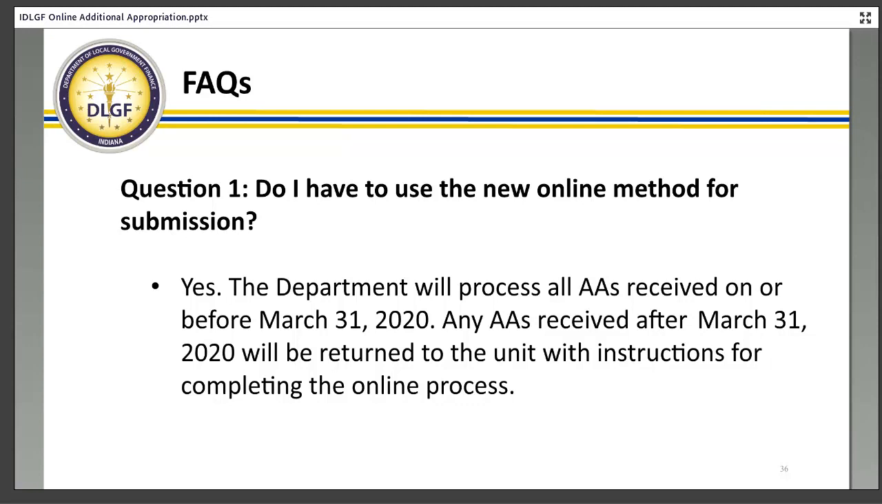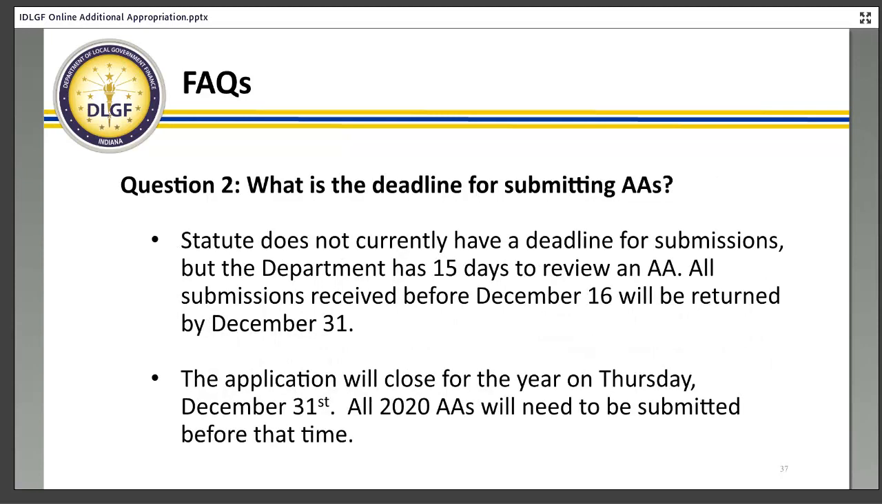The department will continue to process any and all additional appropriations that are submitted on or before March 31st. Any additional appropriations that are received by the department after March 31st will be returned to the unit with instructions on how to complete this online process. I do want to point out that it says received before March 31st. So if a unit were to complete an additional appropriation in February and then submit that to the department on April 2nd, we would return that because of when it was received, not when the additional appropriation was entered.